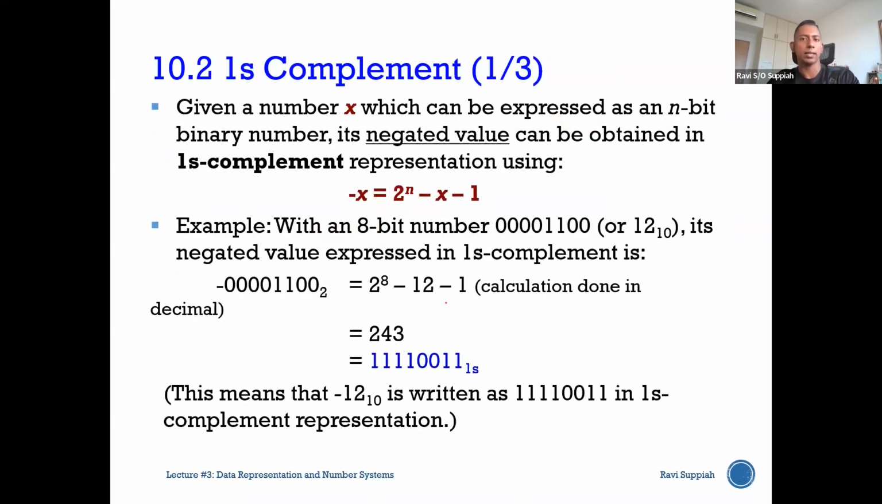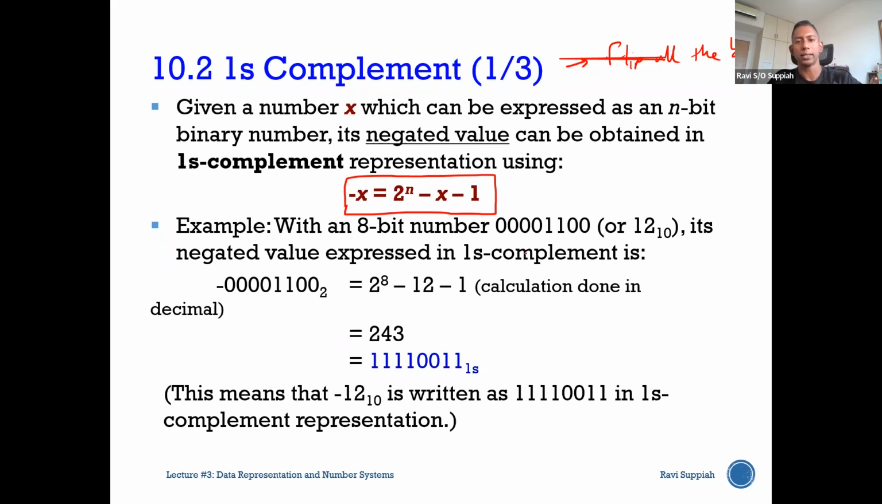The next technique is what you call the 1's complement. This is of course the mathematical way to derive it, but the easiest way to look at it is that you flip all the bits. For example, if I take any number and I want to represent the negative, I just invert all the bits, or flip all the bits.